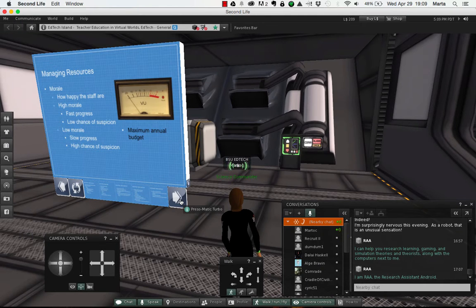And then the converse is when morale is really low, so when the people working on the project are really unhappy, progress is much, much slower, and you've got a much higher chance of filling up that suspicion bar. And then the other big resource to manage is going to be a maximum annual budget. There's no such thing as an infinite amount of money, and so the player would have to stay within a cap on that budget.